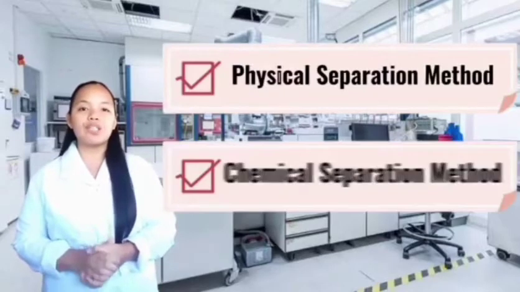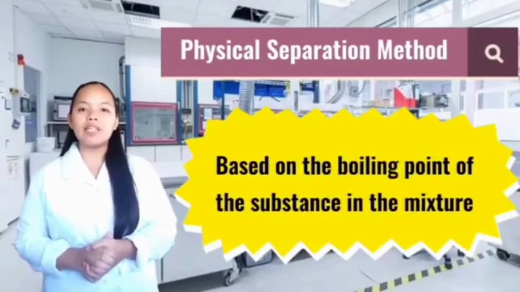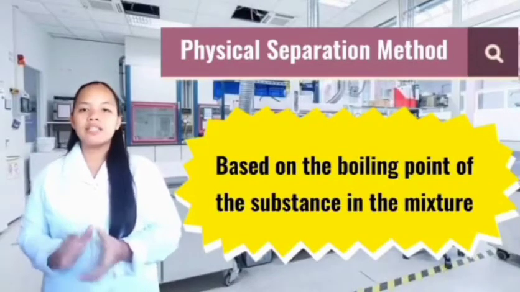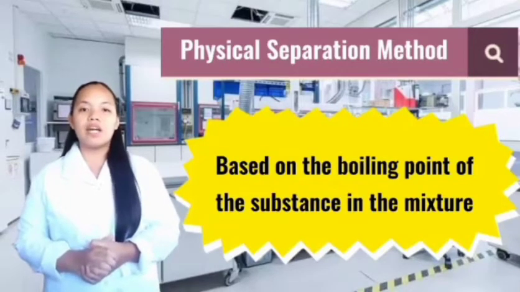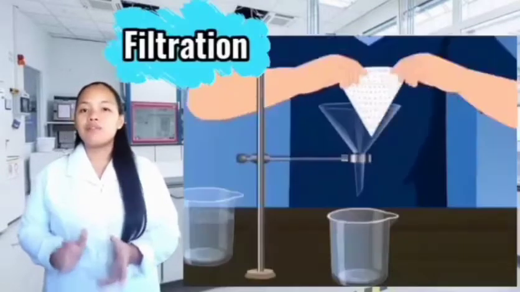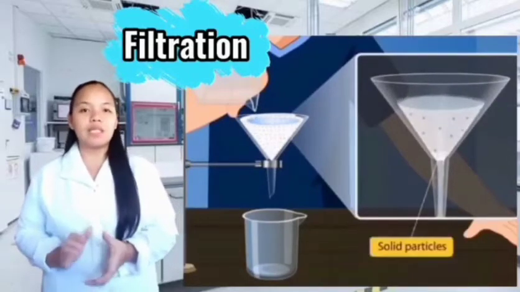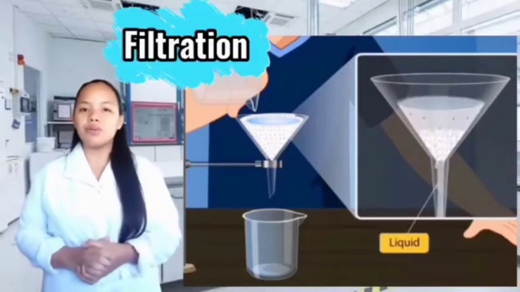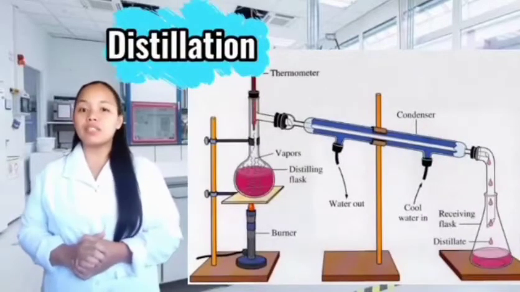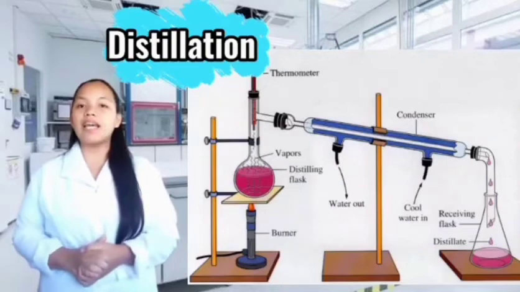There are two methods of separation: the physical separation method and the chemical separation method. Physical separation methods are based on the boiling point of the substance in the mixture. These are properties that you can observe and measure without changing. Under these methods are filtration and distillation. Filtration is the simplest form of separation, which separates the components of a mixture by using a funnel lined with a filter paper to retain solids while letting the liquid through. While distillation is a separation technique used to separate components of a liquid mixture by a process of heating and cooling.